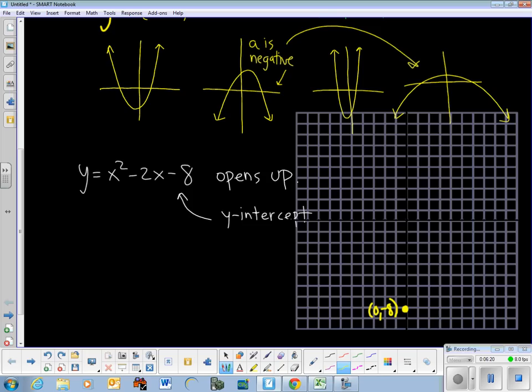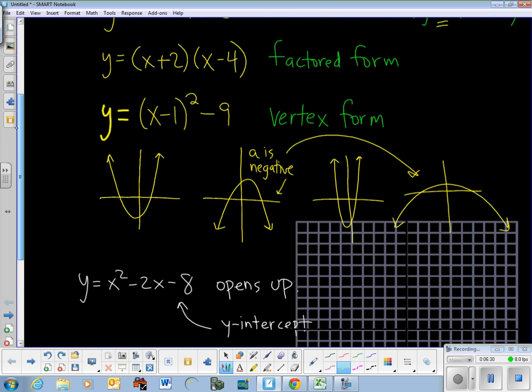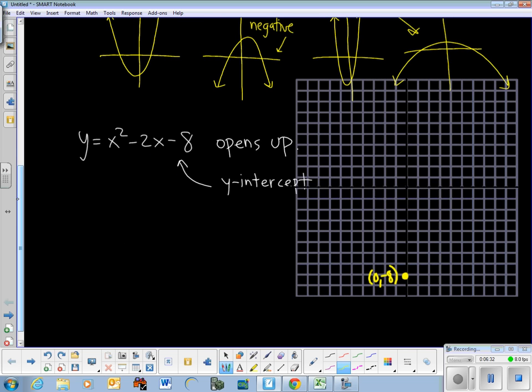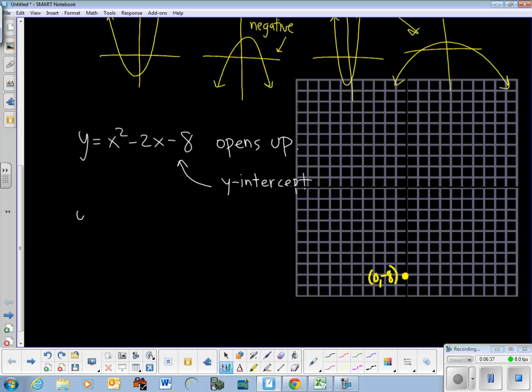There's a lot of different parabolas that open upward and go through that point, but that's all I know so far. So let's move on to another form of the equation. We have x plus 2, x minus 4, the factored form. Same equation. So -4. What does this one tell us?